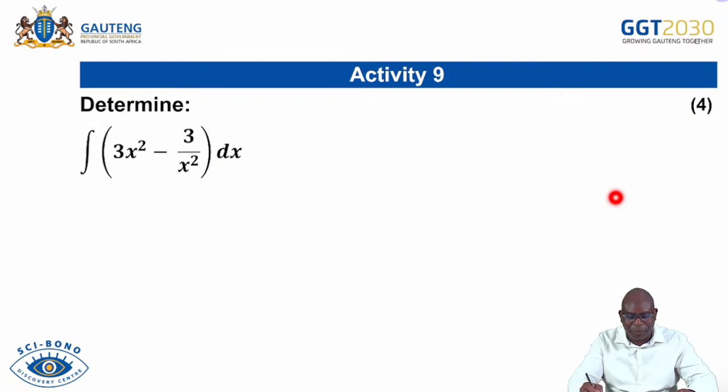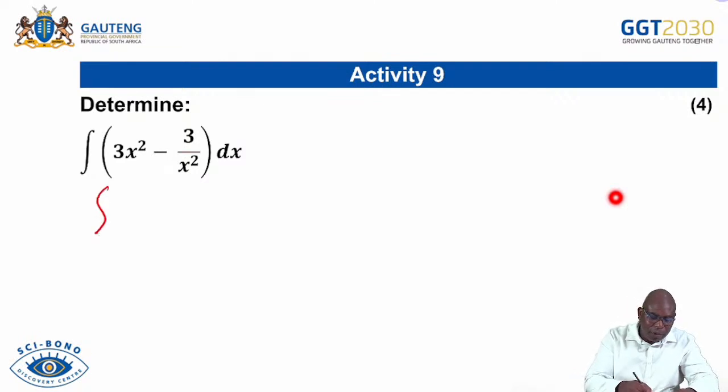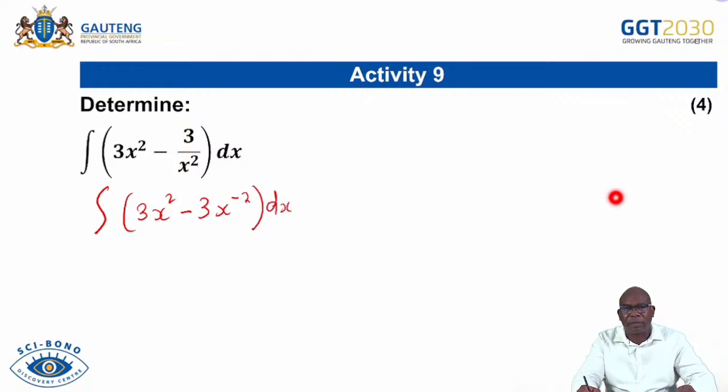Right. The next one, I cannot integrate when I have that. So what should I do first? I must make a plan. Make a plan on the 3 over x squared. So I cannot integrate it as it is. So I must make a plan. So my plan will be to write this one properly as 3x to the power negative 2, and we have a dx.